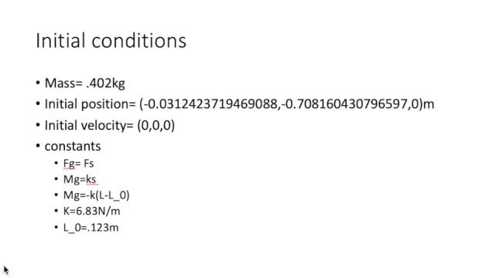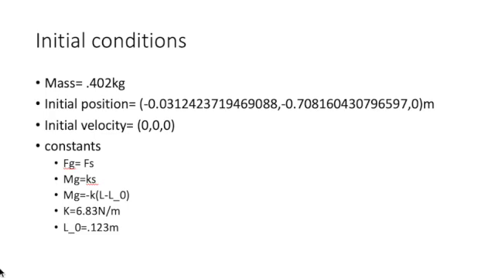We were given a few initial conditions of the spring too that we got from the pre-lecture videos, and also we had to calculate a few ourselves. The mass of the spring is 0.402 kilograms, and its initial position is negative 0.03 meters in the x, and in the y it's negative 0.708 meters, and its initial velocity is 0, 0, 0.